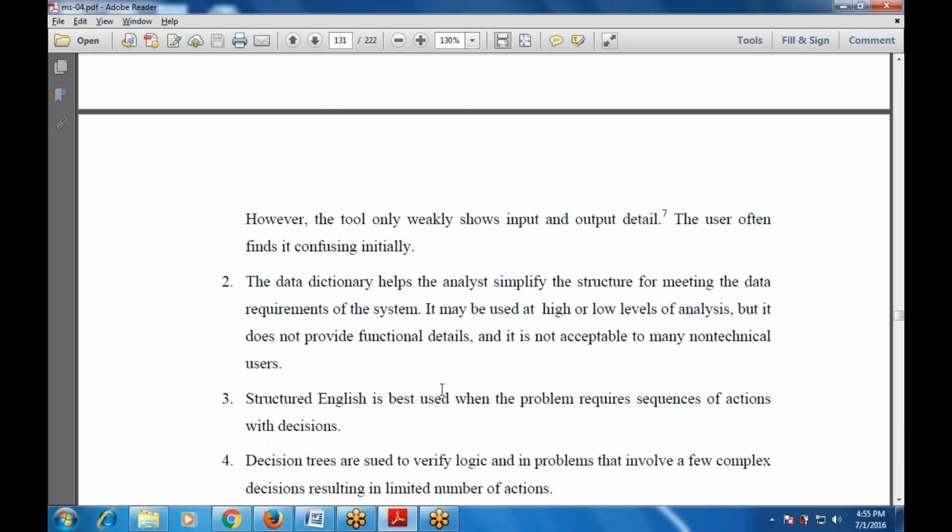Next, structured English is best used when the problem requires a sequence of decisions or a sequence of actions within the decision. Whatever the decision and whatever the action taken, they will be carried out according to the major requirements of the users.